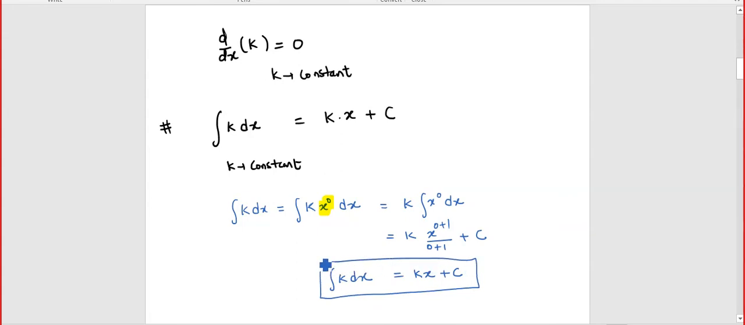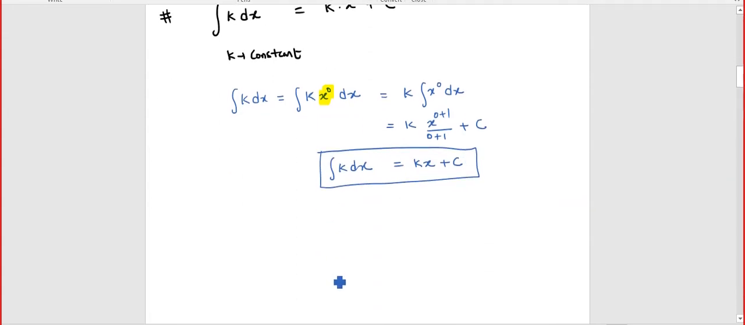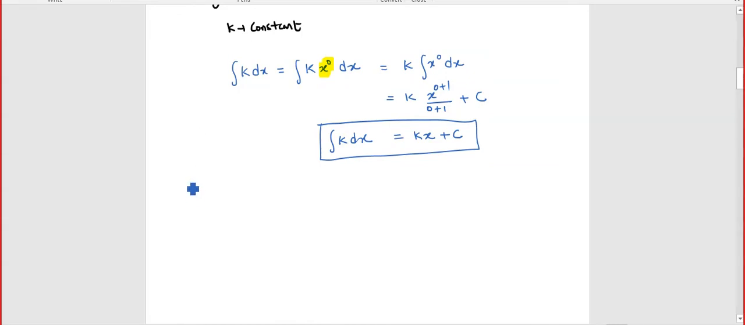So how is this rule applied? It's simple. Say you have integration of 7 dx. It will be 7x plus c. If I say integration of sine of 3 dx, what will it be?